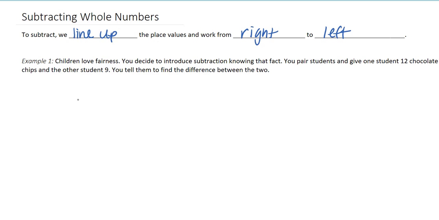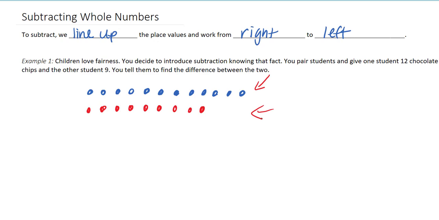If both kids go ahead and line up their chocolate chips, that's 5, 6, 7, 8, 9, 10, 11, 12. Now the second child has 9. So 1, 2, 3, 4, 5, 6, 7, 8, 9. Notice this is a great way to see it. The students can see that one child has 12 and one child has 9.